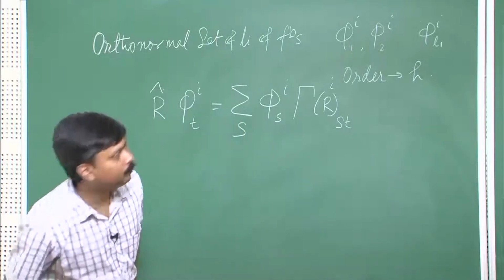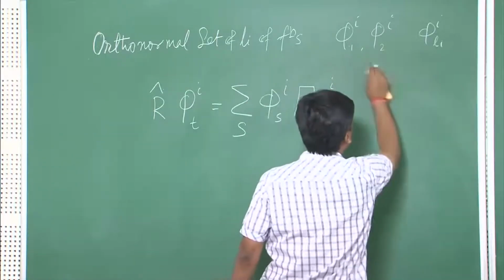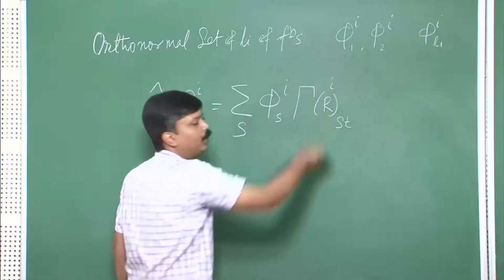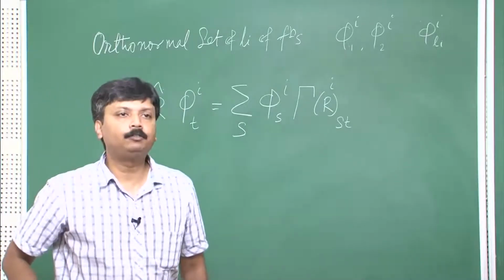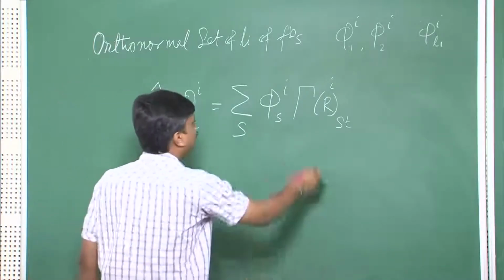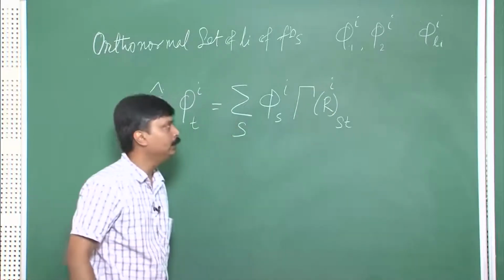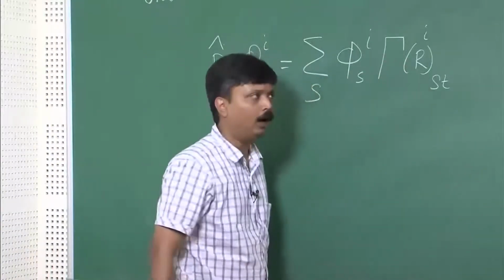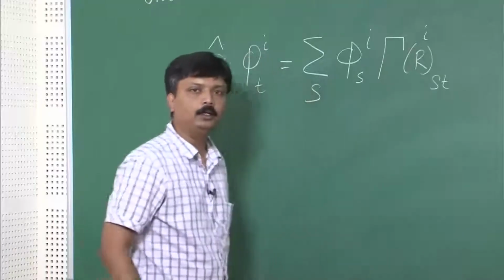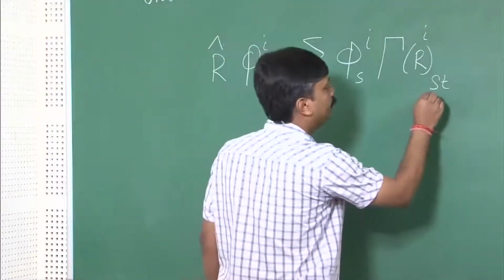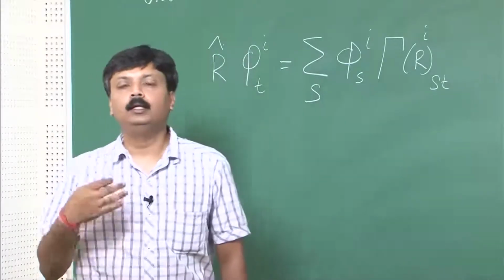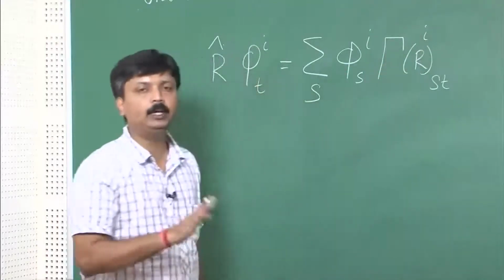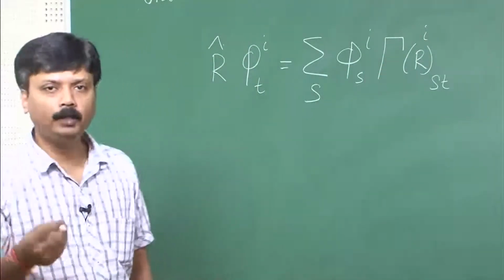I can write this as follows. I have taken these functions to be the basis for the ith irreducible representation, and this gamma R having superscript I is the representation for this particular symmetry operation R in the ith irreducible representation, and st you can understand is a particular element. So this gamma R is the matrix representation, and st gives me the particular element of that representation.